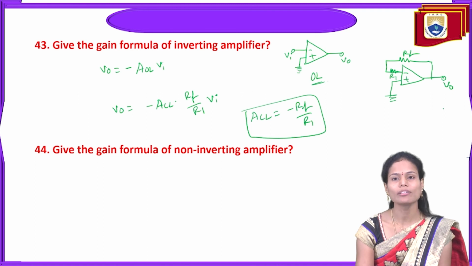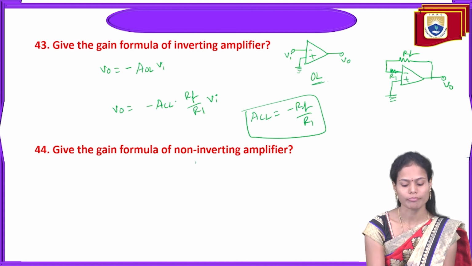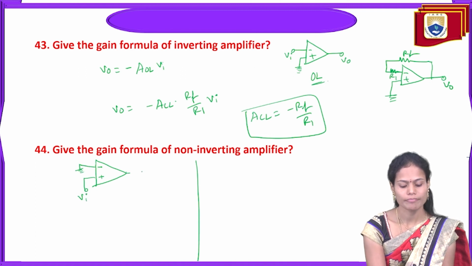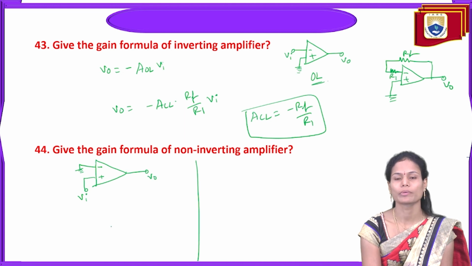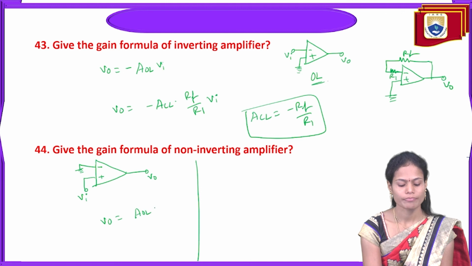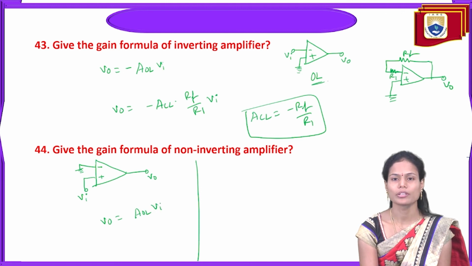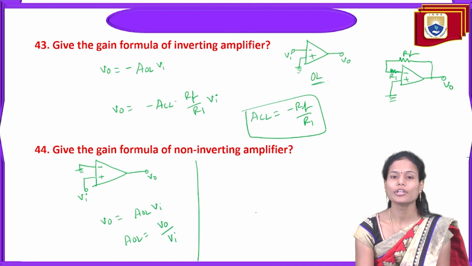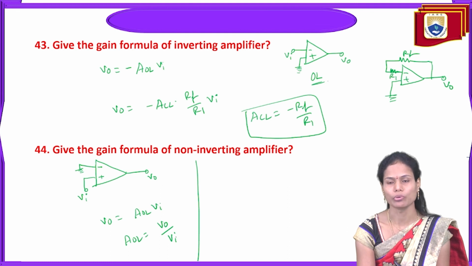And next, give the gain formula of non-inverting amplifier. So in the case of non-inverting amplifier, if we take the open loop configuration, the input signal we will provide to the non-inverting terminal, and the inverting terminal must be grounded, and here we'll measure the output voltage. So in this case, the output voltage is gain times the input voltage. So the open loop gain is the ratio of output voltage to input voltage. In this case, the output voltage is in phase with the input voltage.